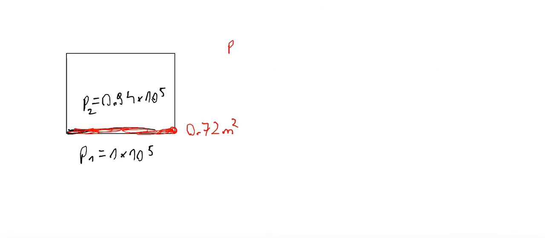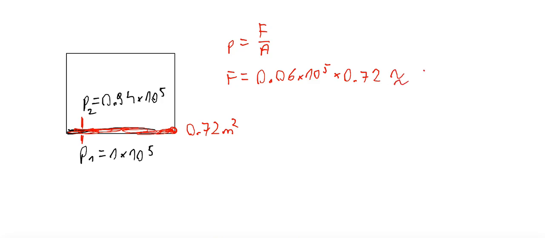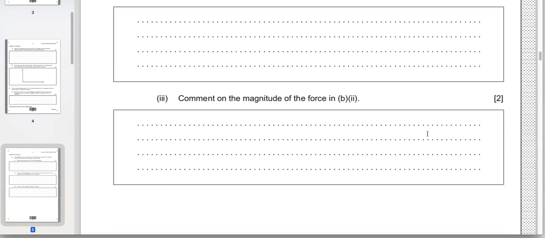And we know that pressure is force over area, but in this case we have to take the difference in pressure. So the difference in pressure is only 0.06 times 10 to the power of 5, the difference between internal and external, and multiplied by 0.72 gives around 4,000 newtons. Okay? Next, comment on the magnitude of the force.